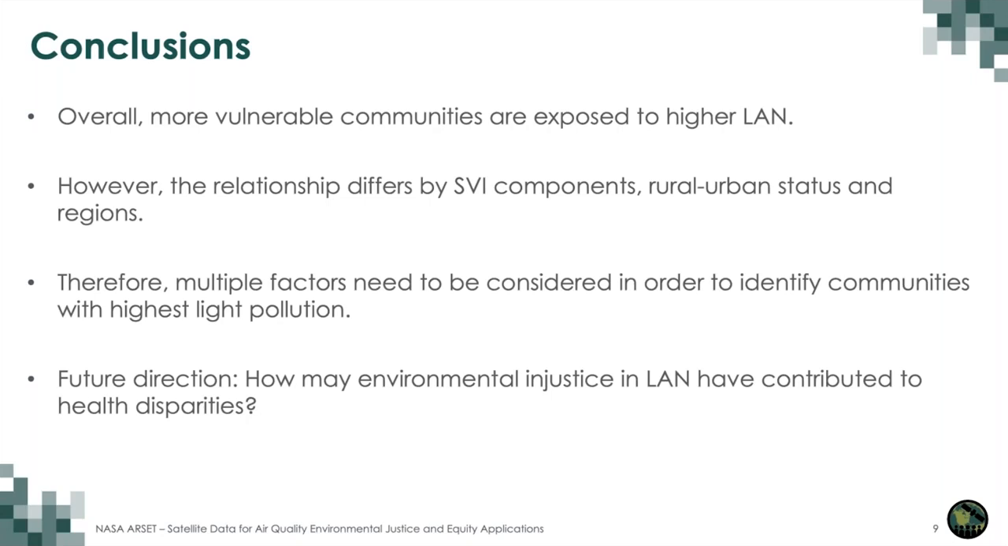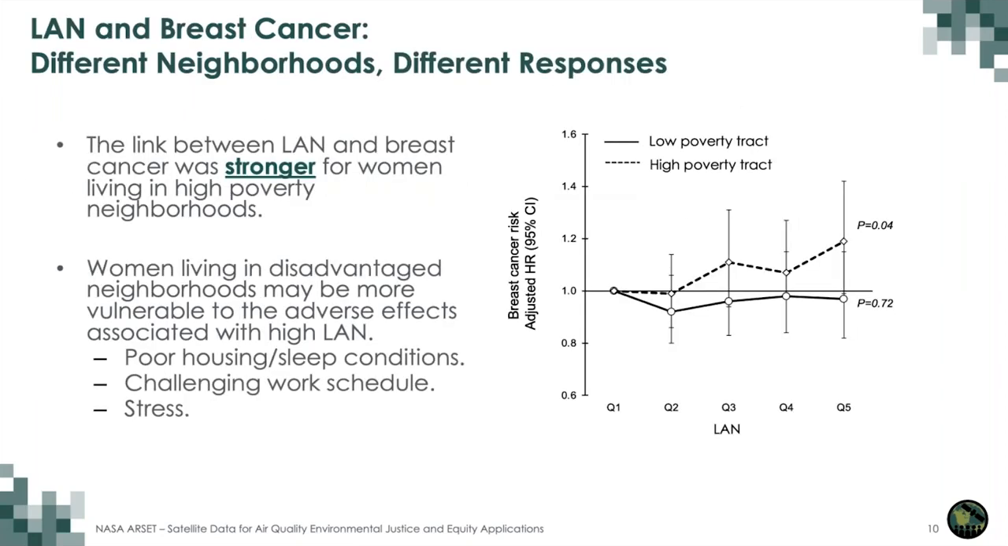And for us, a future direction is to really understand how this environmental injustice in light at night, or this uneven distribution of light at night, may have contributed to health disparities in this country. And finally, this is the last slide, and I just want to remind you that when we study environmental justice or injustice, it's not really just about uneven distribution of exposures. It's also about the uneven responses to the same exposure. So when you think about people living in disadvantaged neighborhoods, oftentimes not only are they exposed to higher levels of hazardous exposures, but they also tend to have a higher response to those hazardous exposures.